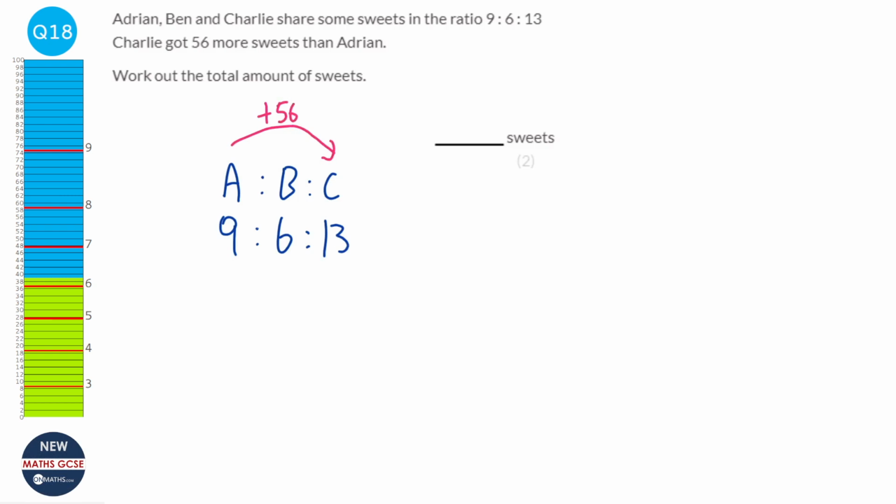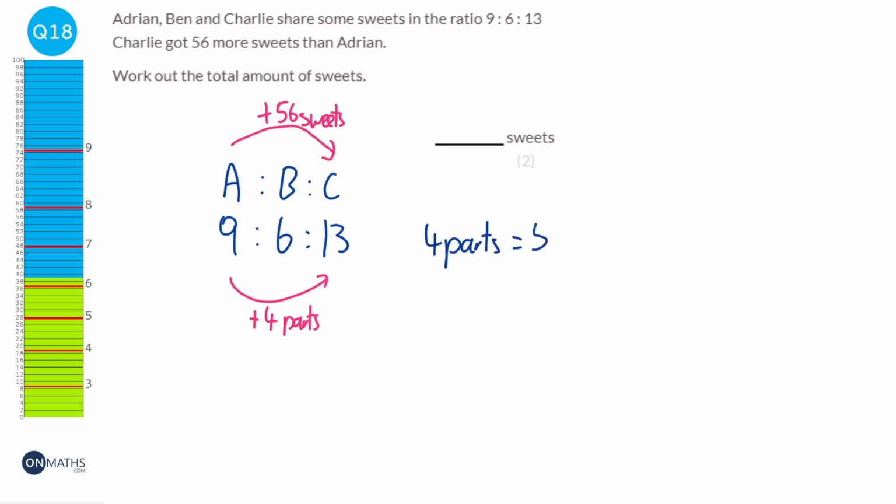So there's 56 more sweets. Well, looking at the actual parts of the ratio, there are 4 more parts. So plus 4 parts, which represent plus 56 sweets. So the 4 extra parts are worth 56 sweets. So 1 part would be 56 divided by 4, which is 14 sweets.